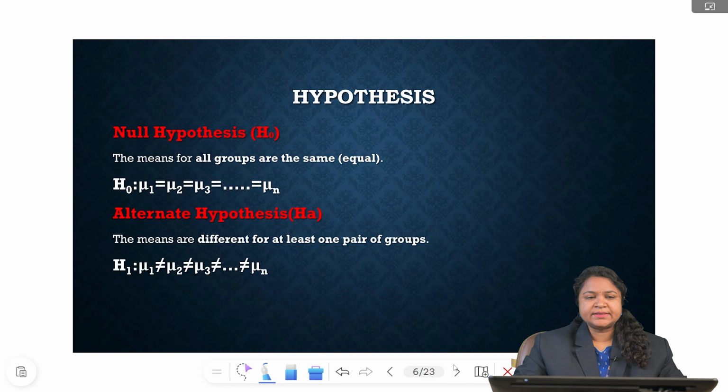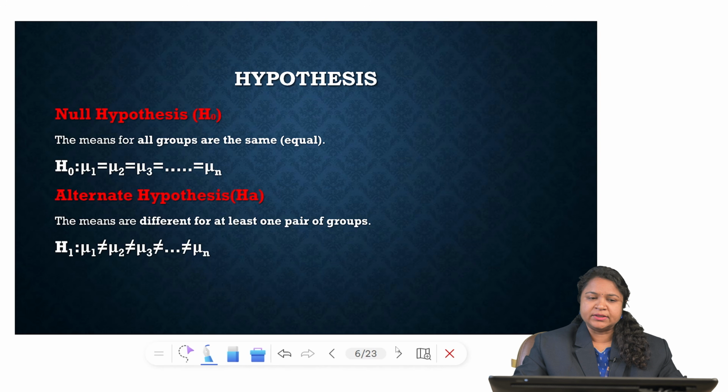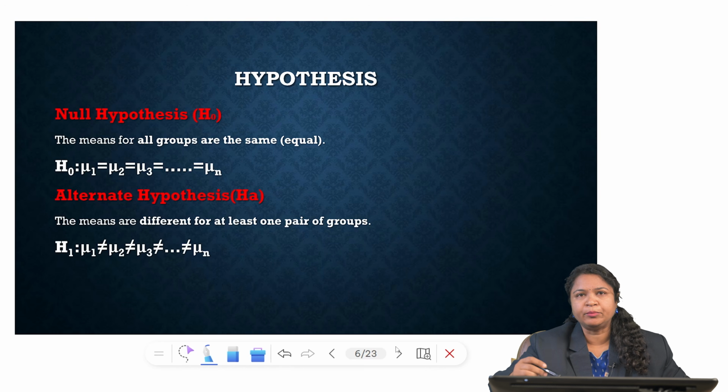Coming to the hypothesis, we have 2 types: the null hypothesis and the alternate hypothesis. In the null hypothesis, we assume that all group means are equal. That means mu1 = mu2 = mu3 up to mu n, all the means are the same. Next, for the alternate hypothesis, at least one pair of groups should be different. That means mu1 is not equal to mu2, is not equal to mu3 and so on up to mu n.